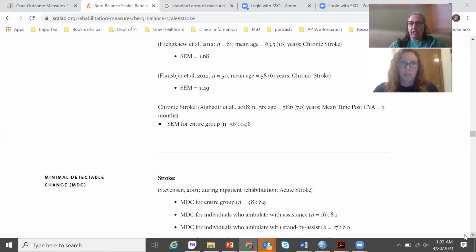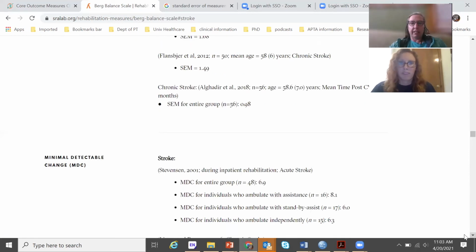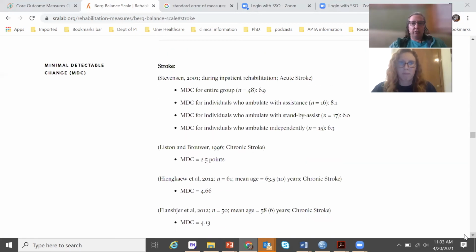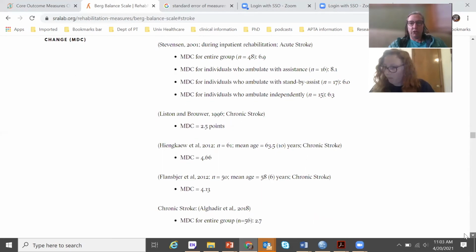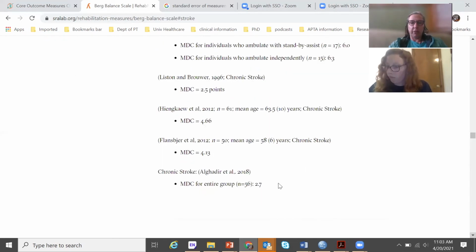What we're interested in is the minimal detectable change for chronic stroke. And actually, look, this looks really good. So 58-year-old, that's close to our age. A 4.13 change for minimal detectable change. So we would love to increase her by about 3 points on that: 48, 49, 50, maybe 51.